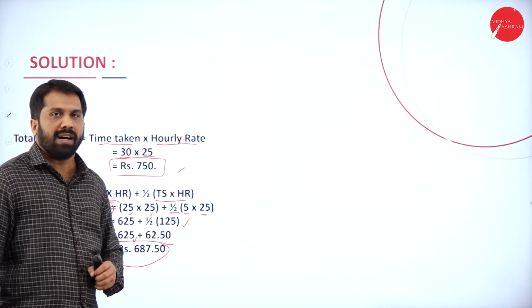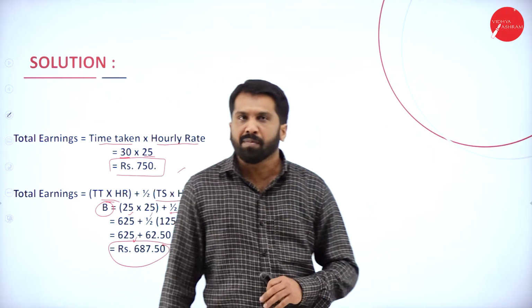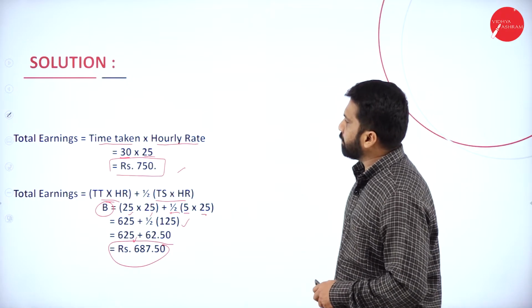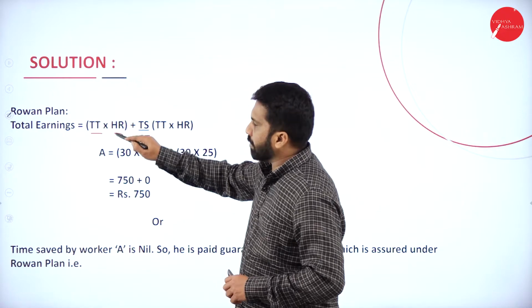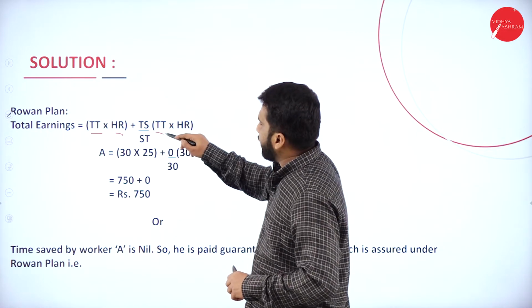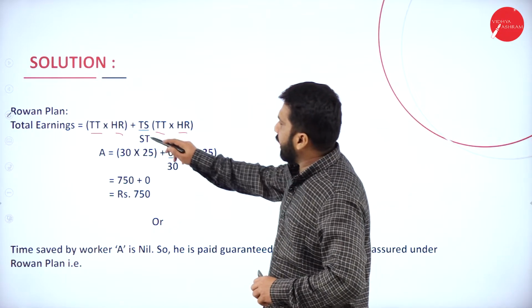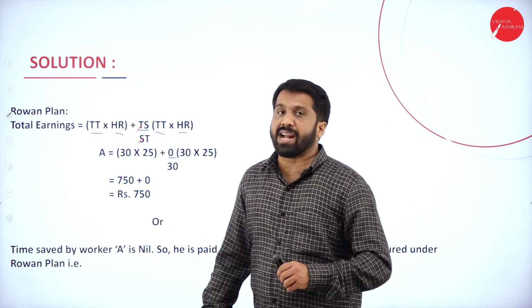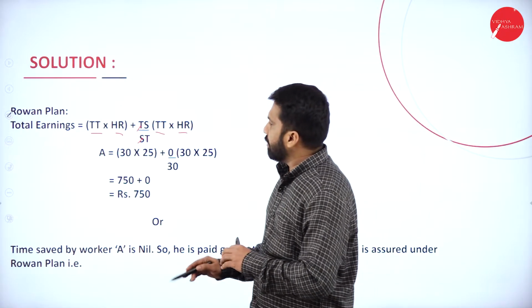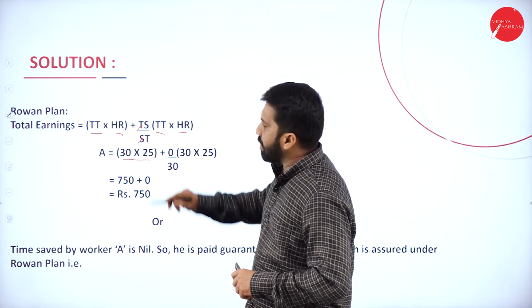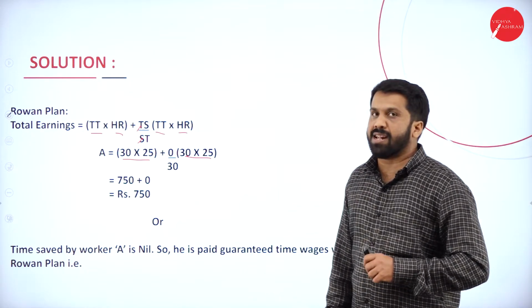687.5. Hope you understood. This is all about your wholesale plan. Now, we'll go for your Rowan plan. Under Rowan plan, we have total earning, time taken into hourly rate, plus time saved divided by standard time, multiplied by time taken into hourly rate. In this, A is equal to 30 multiplied with 25.